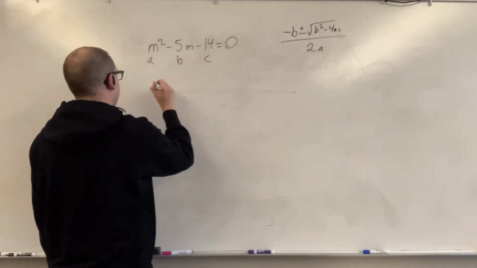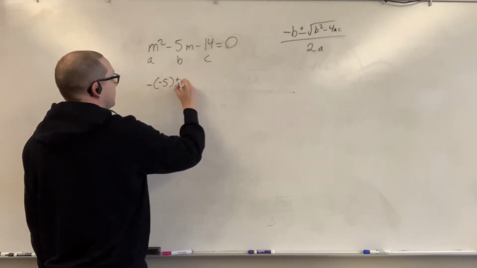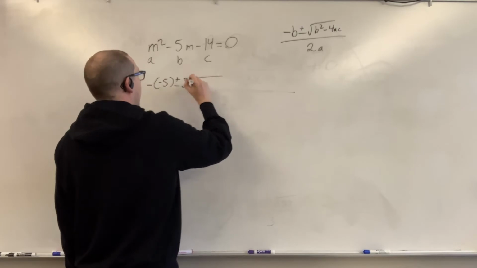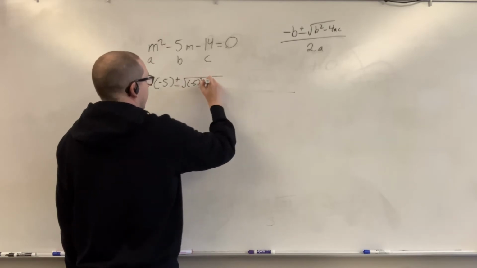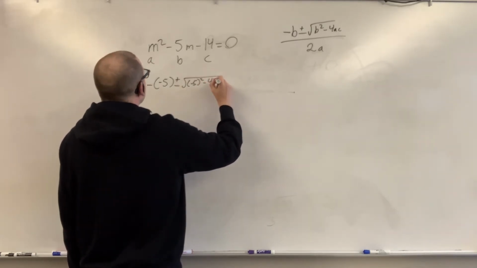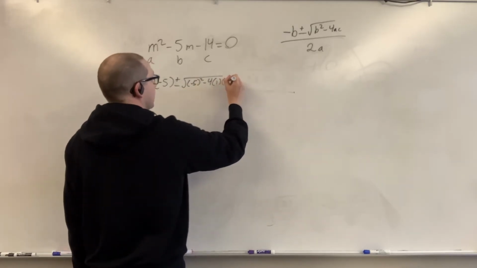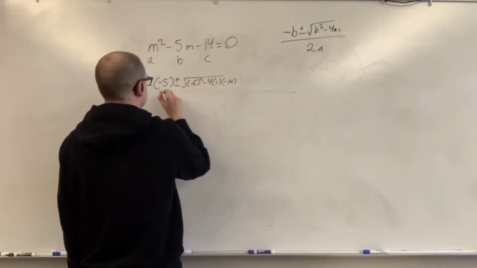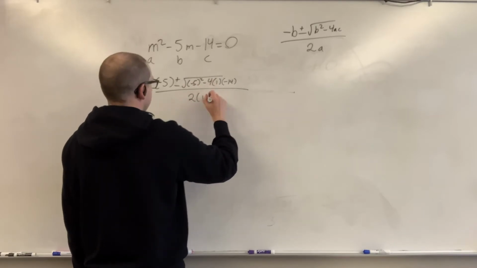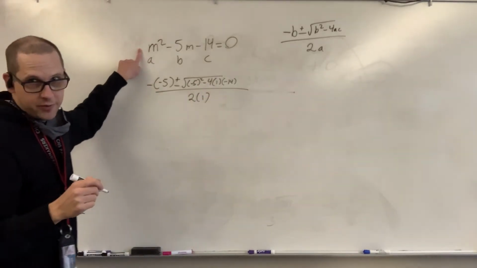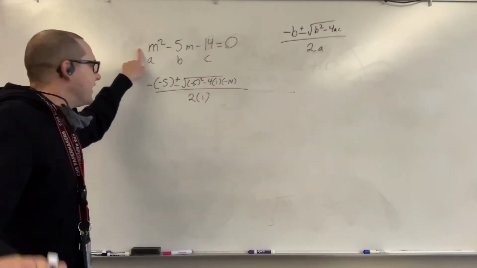And we're going to put them in the quadratic equation. So negative times the quantity, negative 5, plus and minus the square root of negative 5 squared minus 4 times the quantity of 1, because A is 1, times negative 14, because C is negative 14, and that all goes over 2 times the quantity of 1, because A is 1. Remember, there's always a 1 before that variable. Don't forget that. A lot of you keep forgetting that. Stop forgetting that. There's a 1 there.